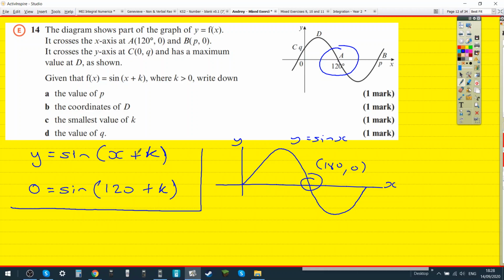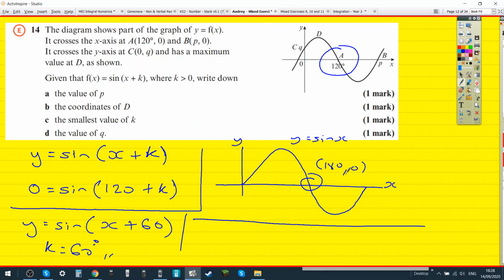Minus 60. You would think so, but it moves it to the left by 60. So does that mean that k is 60? Yeah. Okay. X plus 60. So I believe k is 60 degrees. Can I now just put sine x plus 60 into my calculator and get all the answers? I believe so. Okay. So it just moved everything 60 to the left.